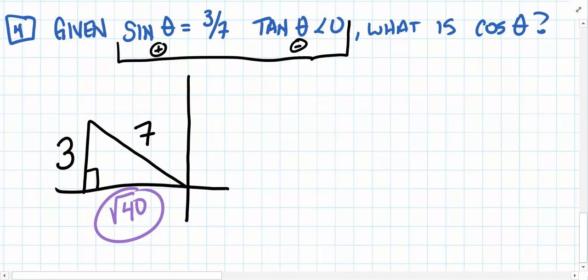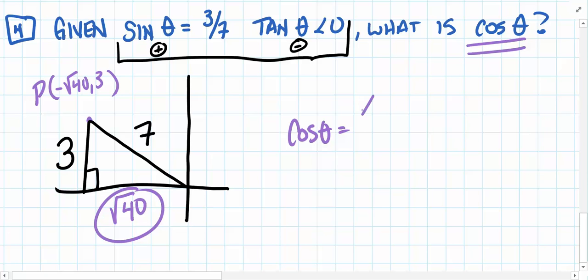Okay. Now, if I consider a point over here, what would it take to get to that point? I'd have to go negative root 40 and then up 3. And I'm interested in the cosine of theta. Therefore, the cosine of theta is the x value to the r value, which is the x value of negative root 40 to the r value of 7, and that is my answer.